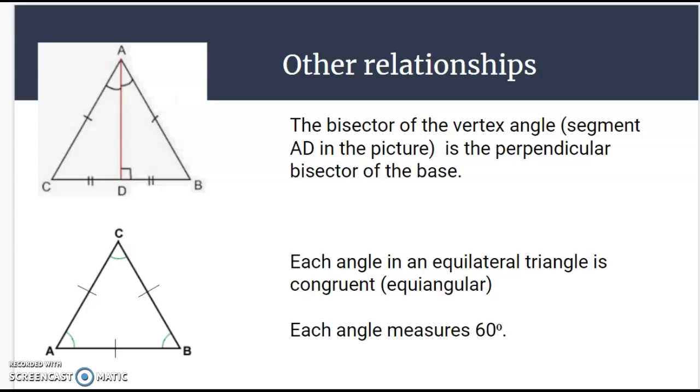Other relationships. We haven't talked too much about this, but if you have an isosceles triangle and you draw a bisector of the vertex angle, that cuts the vertex angle in half. So the angle CAD is cut into two angles, CAD and DAB. That bisector is always going to be perpendicular to the base, and it's going to bisect the base. In other words, it's going to cut it in half.